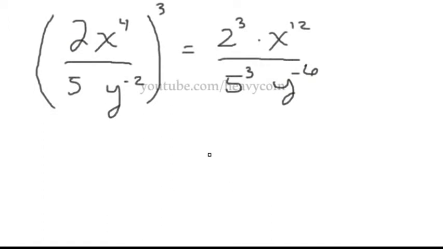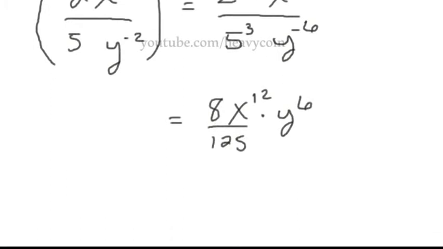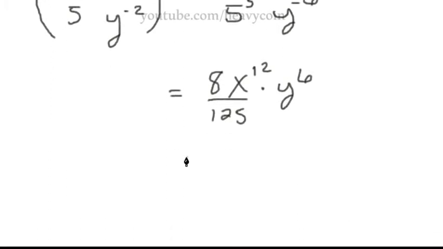All right. And of course we can rewrite this. This is 2 to the 3rd, so that's going to be 2 times 2 is 4 times 2 is 8, x to the 12th. This is 5 to the 3rd, which is 125. Now I'm going to take this y and bring it into the numerator, because we want to write our answer with positive exponents. That looks kind of sloppy. Let's rewrite this. 8 over 125 times x to the 12th times y to the 6th. How's that?